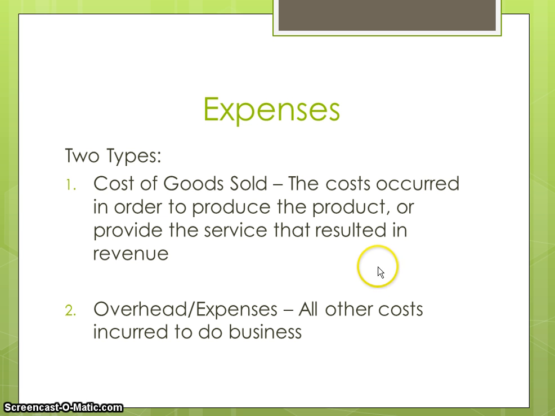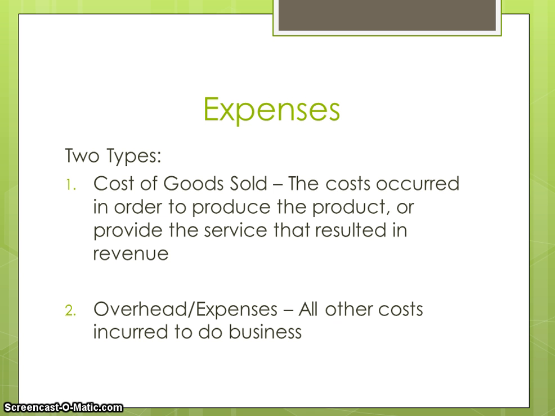Our second category is basically everything else. We consider these our overheads or just expenses. These are things like your rent, your electricity, your telephone, your internet, all the things you need to pay to do business, but that do not directly go into making of the products.